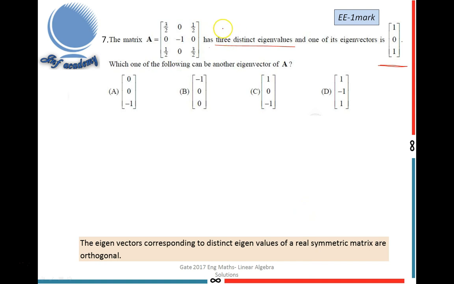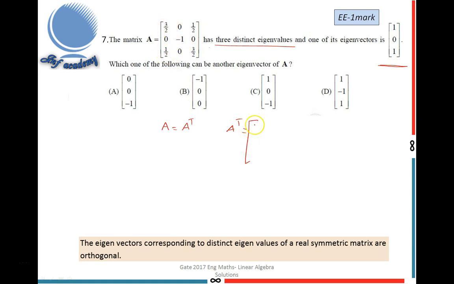So you have to check whether the matrix is a real symmetric matrix or not. What is meant by a symmetric matrix? For a real symmetric matrix, A equal to A transpose, then A is said to be a symmetric matrix, and if all the entries are real, then it is said to be a real symmetric matrix. Here I have to find A transpose. What is A transpose? Interchanging columns and rows.